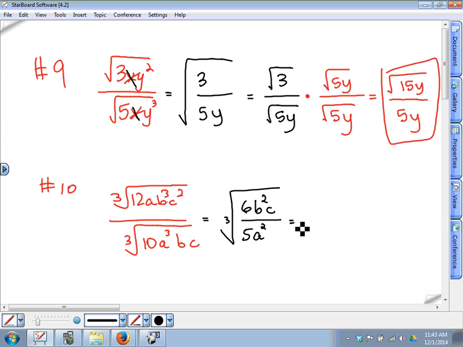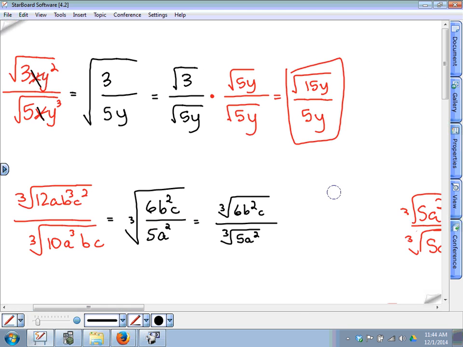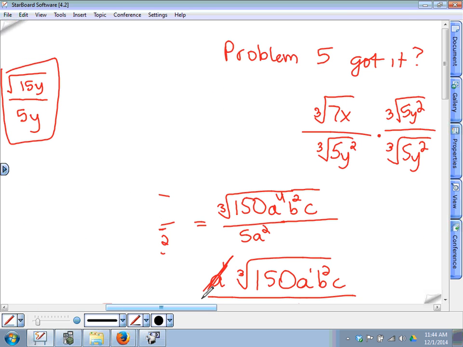So at this point, you're going to want to separate it back into two cube roots. One on the top, and another one on the bottom. So it's the cube root of 6b squared c over the cube root of 5a squared. Now I need you guys to really watch closely on this one.